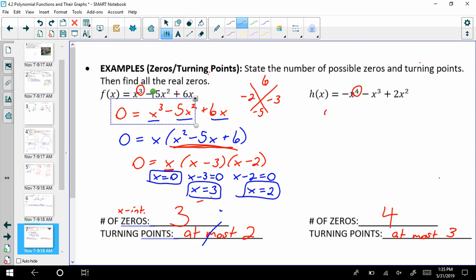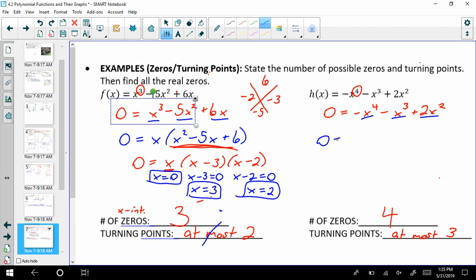So to find my zeros, which are the x-intercepts, I'm going to set the function equal to 0. And now we're going to solve it. I can take a greatest common factor out of all 3. The biggest thing from all 3 is an x squared.